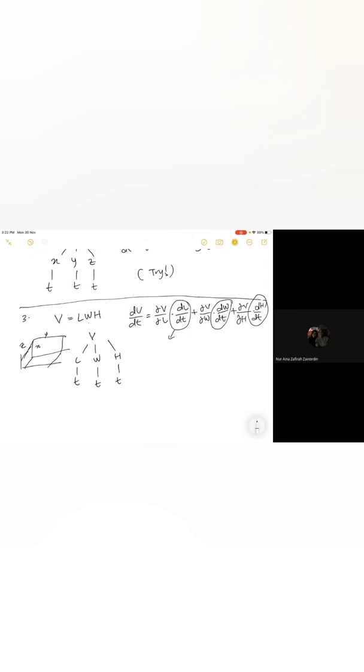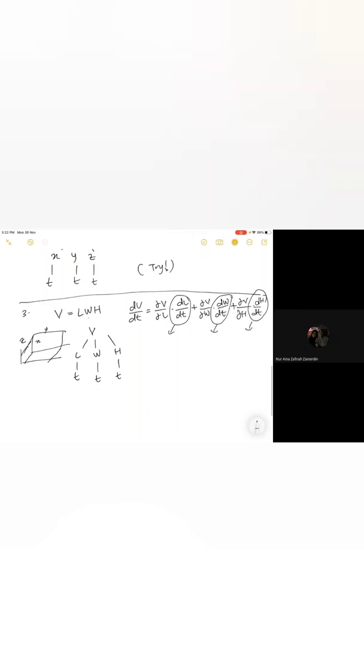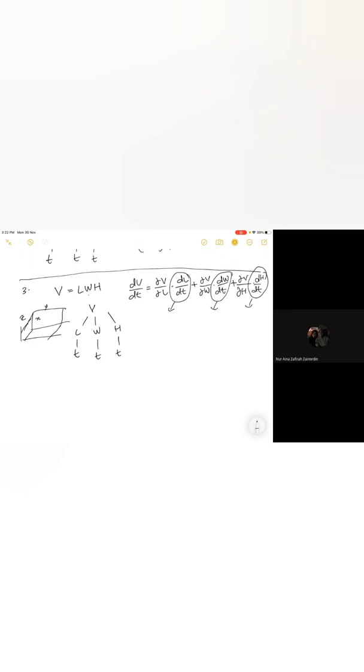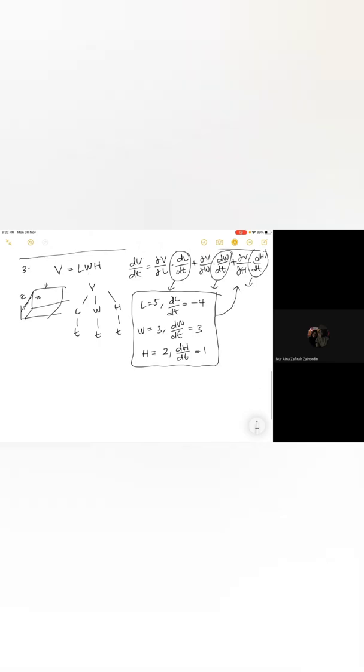So this is actually given in terms of variable, in terms of constant already, which is the length is 5, L is equals to 5, and decreasing, so dL dt is negative 4. Okay, W is equals to 3 and dW dt is equals to increasing kan, 3. Kalau increase means plus, kalau decrease means negative lah. And then the H is equals to 2 and the dH dt is equals to 1. So you use all these informations, okay, fill up in here. Okay, you may try this one.